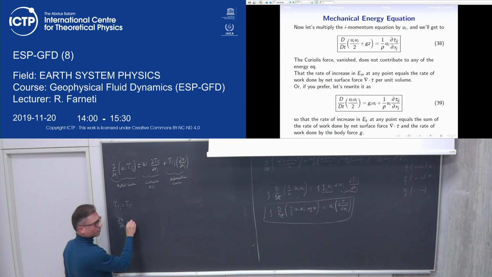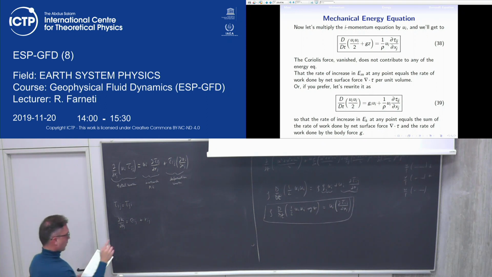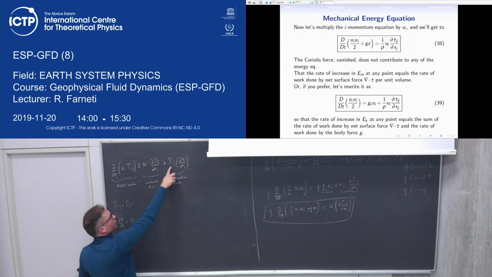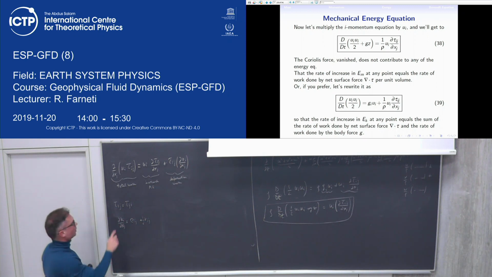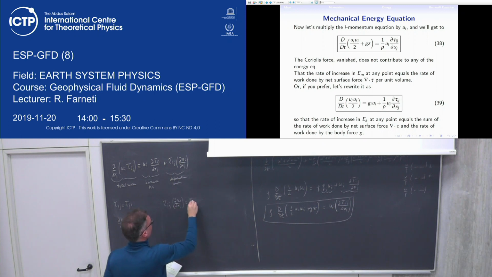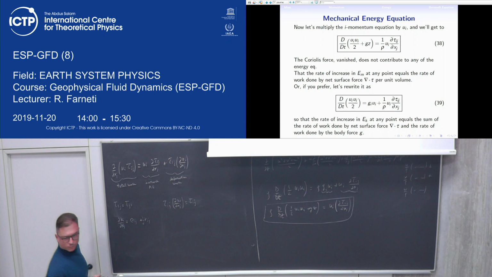And what is the symmetric part? E_ij, plus half of the rotation of this. So you have a symmetric part and an anti-symmetric part. So this is symmetric, and this has two components, symmetric and anti-symmetric. The symmetric times the anti-symmetric is equal to zero. So this means that tau_ij times the velocity gradient tensor is equal to tau_ij times E_ij.